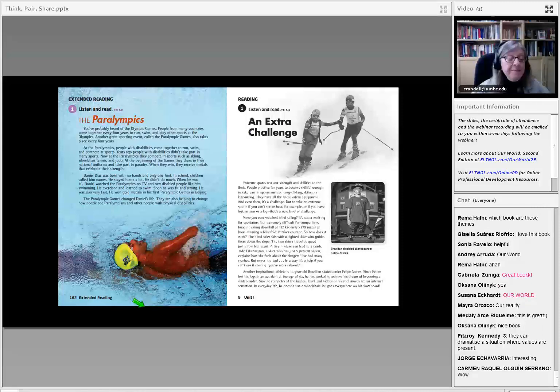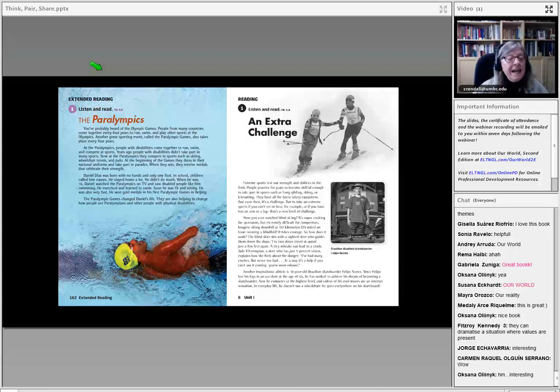The first reading is about the Paralympics, and I think most of you probably have heard of it. It's just like the Olympic Games. It's held every 4 years. People come from all over the world, and they actually engage in running and swimming and many other sports. The one thing that's different is these are people who have disabilities.